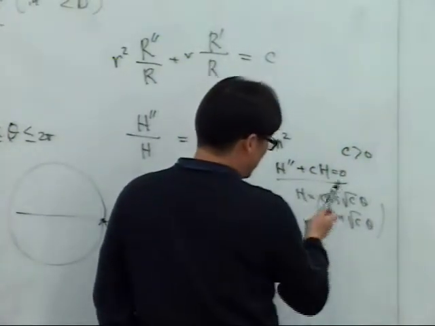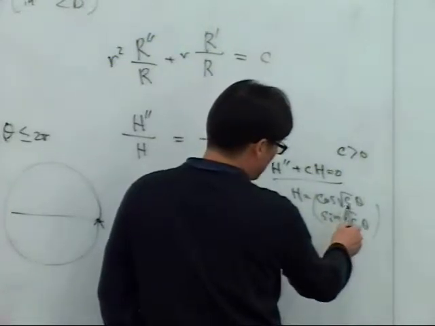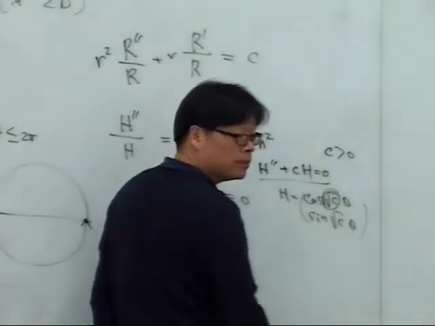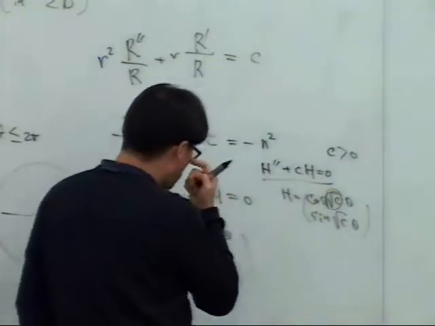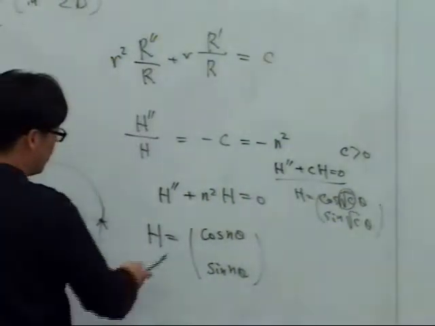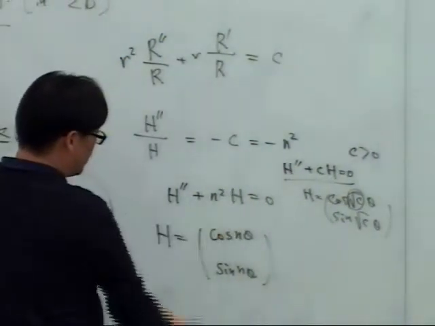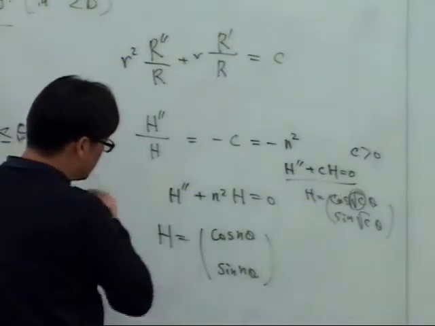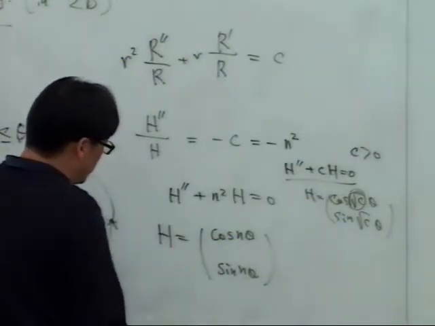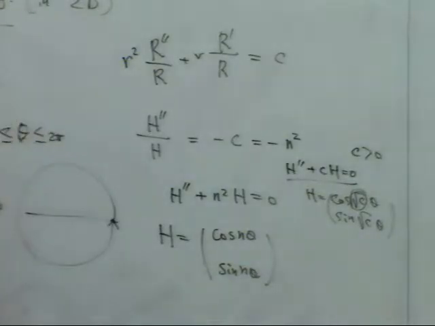That's the first thing. And also for 2 pi periodic, this has to be an integer. Okay. So that's why we put n squared instead of C. And then we found the function H.